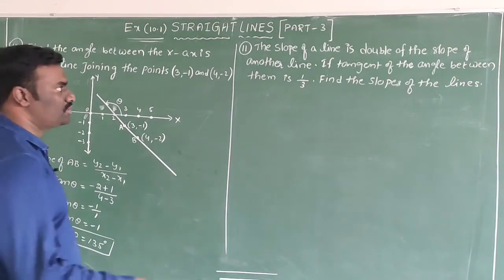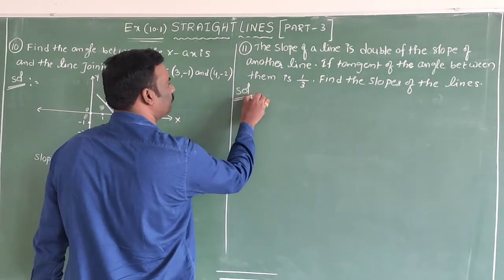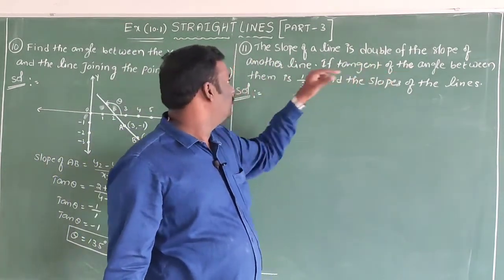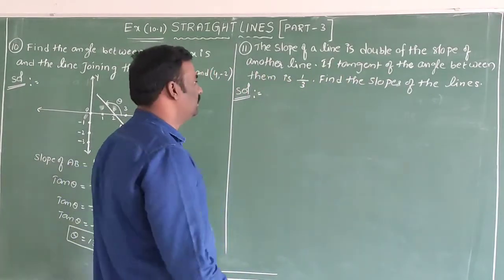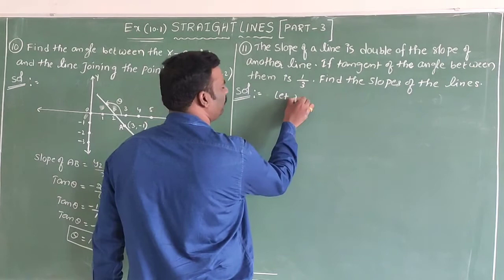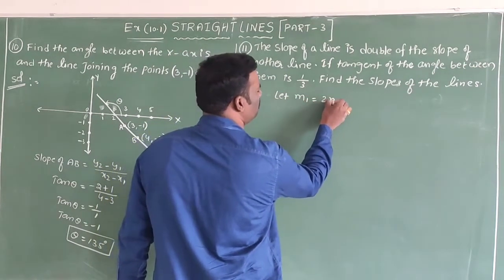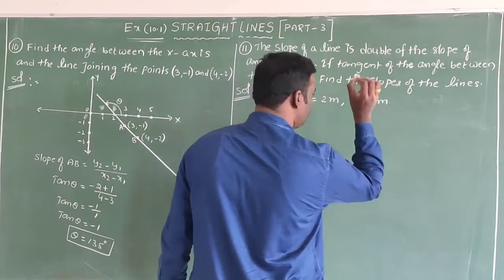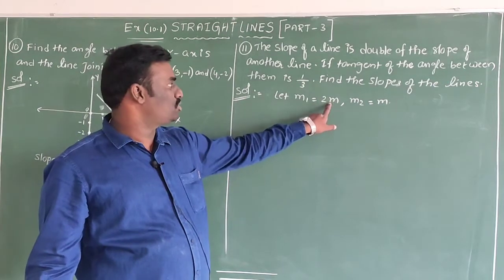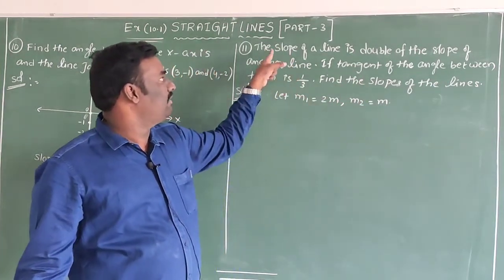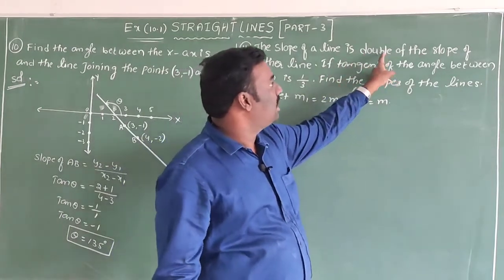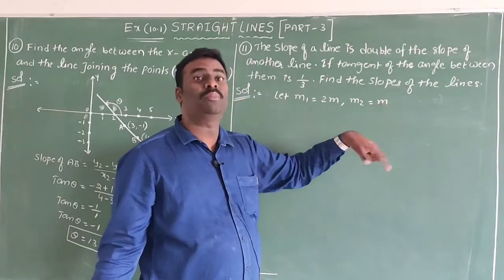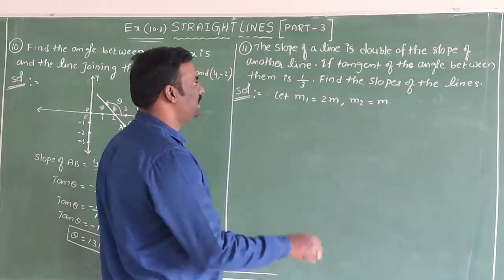So listen, solution. The slope of a line is double of the slope of another line. Let m1 is equal to 2m, m2 is equal to m. Why did I take first line slope as 2m and second line slope as m? They gave that the slope of the first line is double the slope of the other line. Second line slope is m, double means what? 2m.